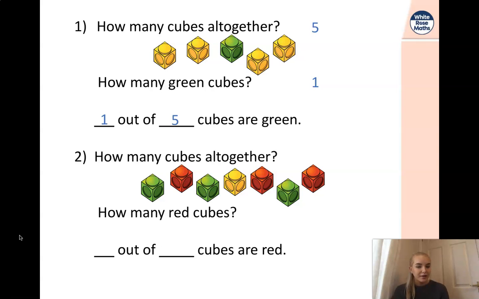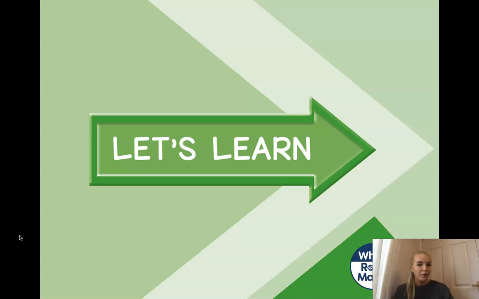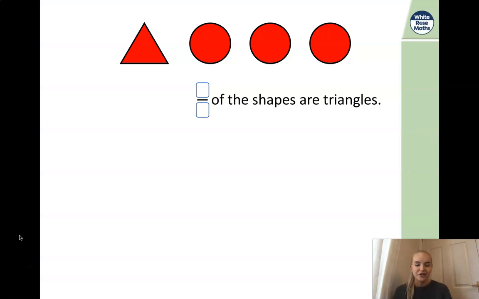Here, how many cubes do we have this time? We can count them. We can find we have 7. How many red cubes? We can count them again. We have 3. So 3 out of 7 cubes are red. And that will help us for today's lesson, all about non-unit and unit fractions.